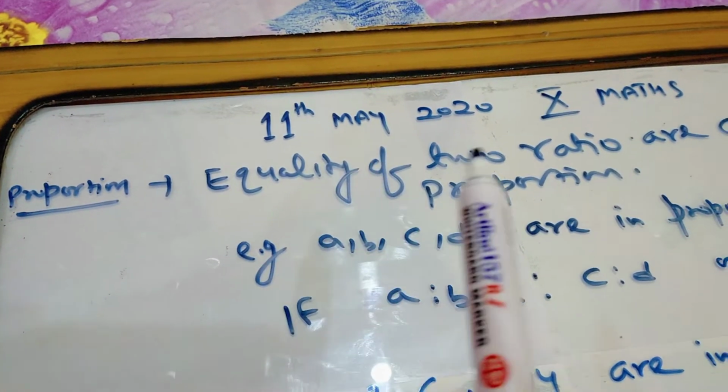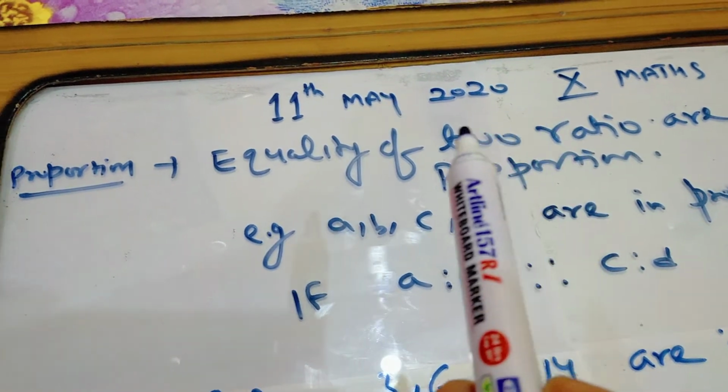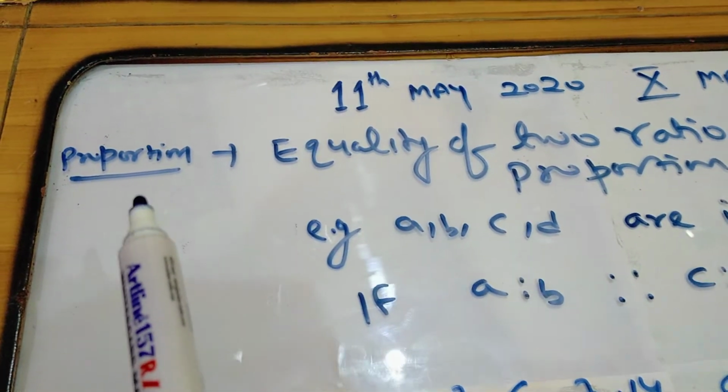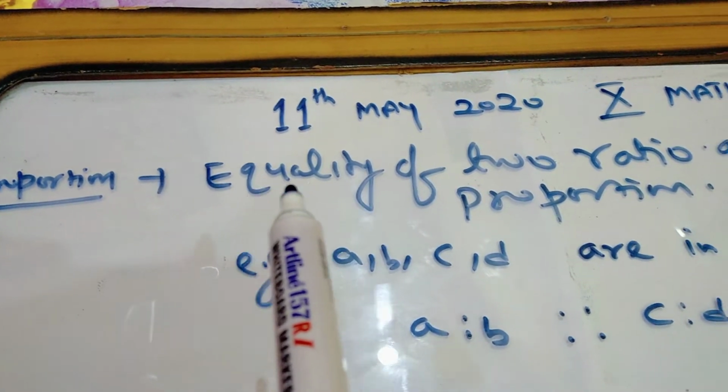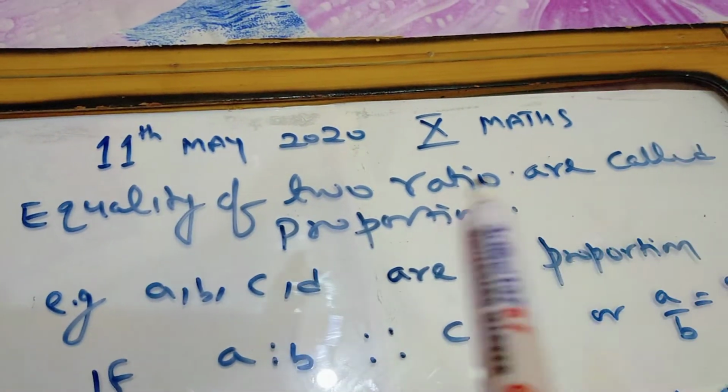In the last class we discussed ratios and their properties. Today we will start proportion. So what is the meaning of proportion? Proportion means equality of two ratios.